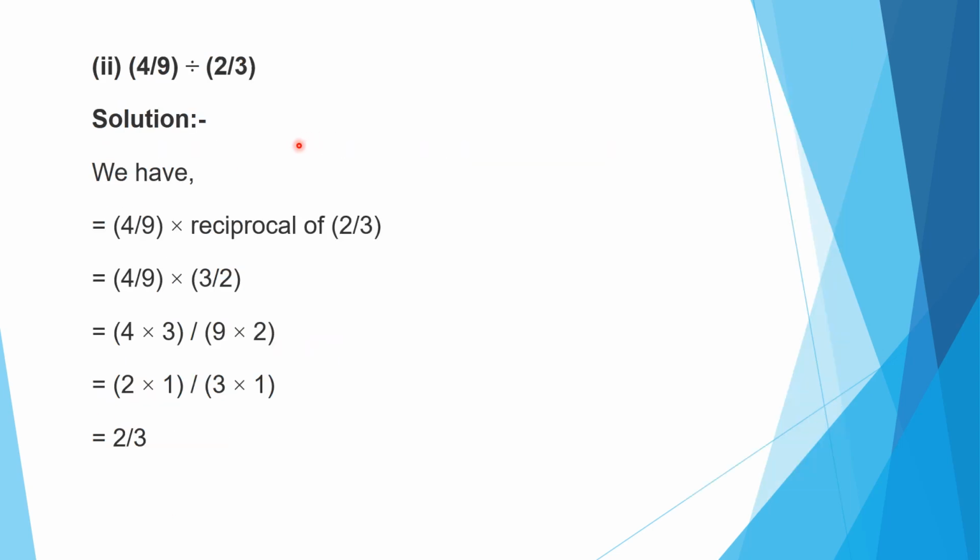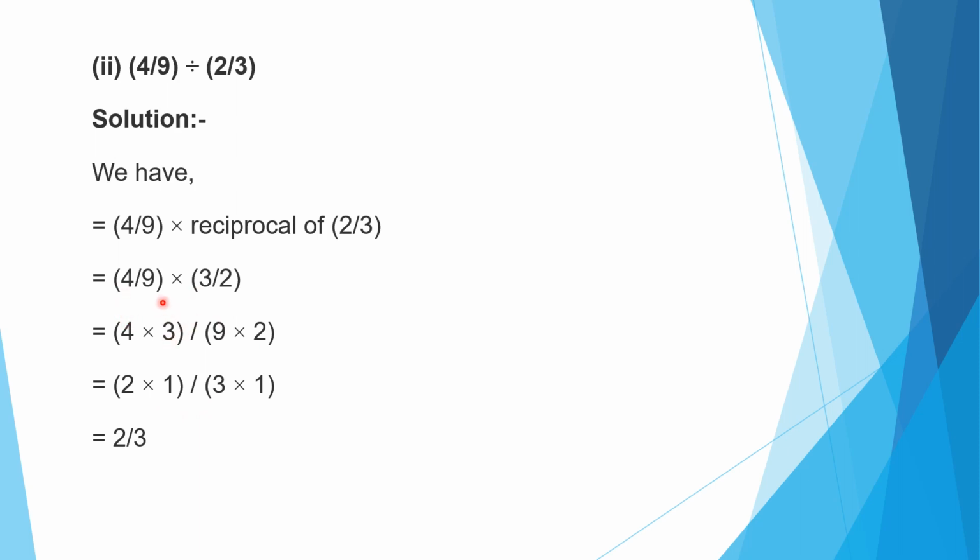Next sum is like this. Here division of both fractions, that is 4 by 9 divided by 2 by 3. So what you have to do? Convert this division symbol into multiplication symbol and write down the reciprocal of divisor, that is 2 by 3. So reciprocal of 2 by 3 is 3 by 2.